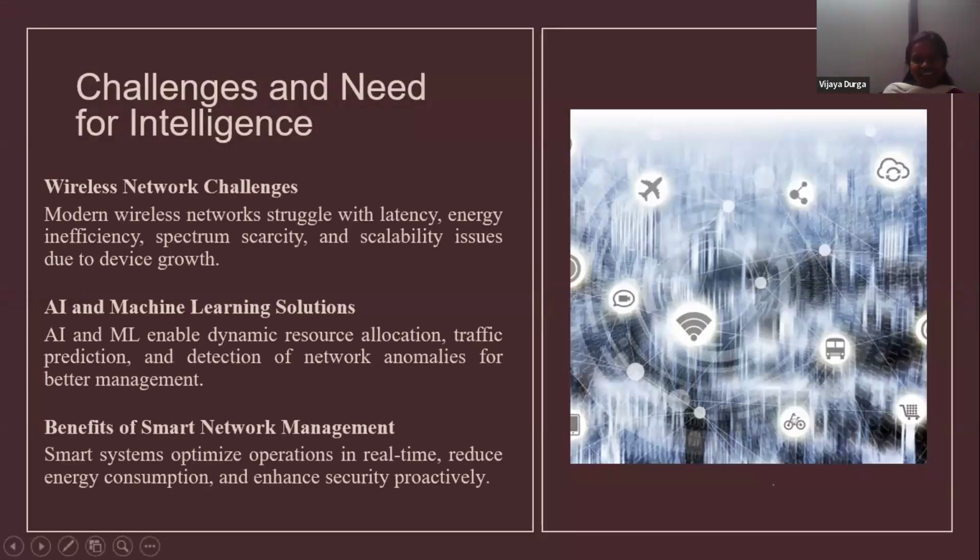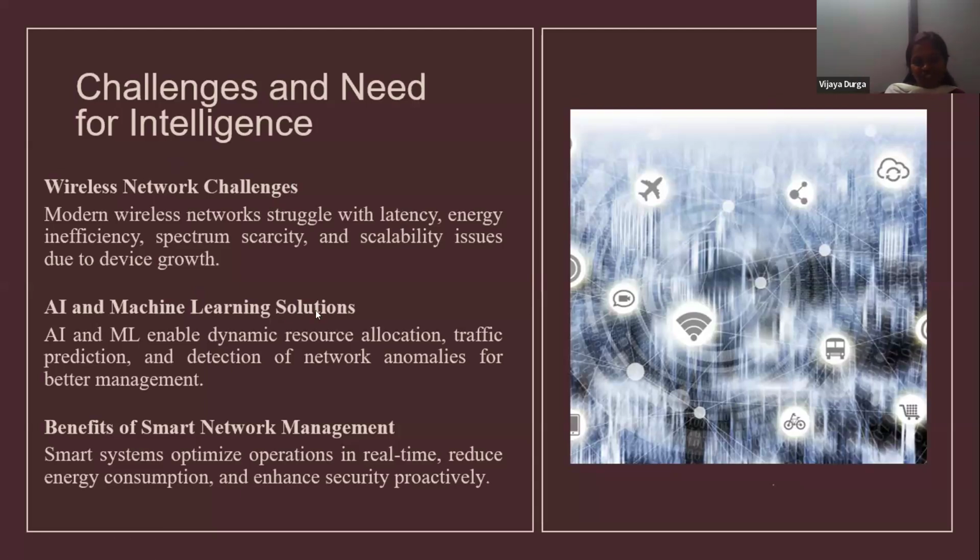Then what are the challenges? So here, what are the challenges needed for this intelligence? Wireless network challenges: modern wireless networks struggle with latency. Yes, because if you want to download movies or anything, the downloading and uploading speed is nothing but the speed. Still, latency is there. Then energy inefficiencies are there. Spectrum scarcity, I have already discussed RF, because in RF communication there is a scarcity. We need to address that problem also. And scalability issues due to the device growth. These are all problems due to the device growth.